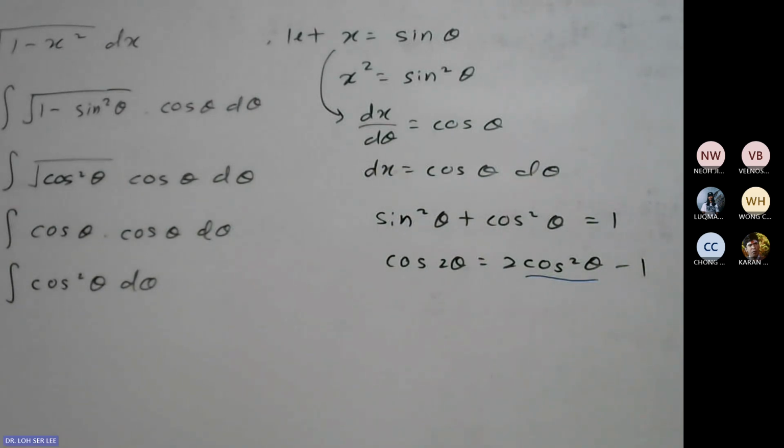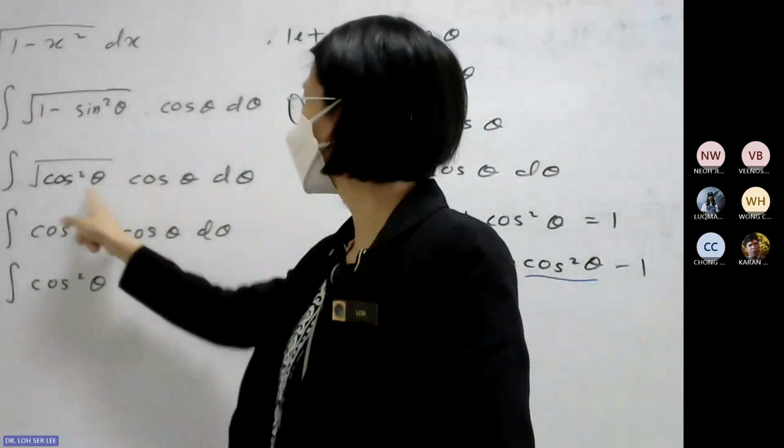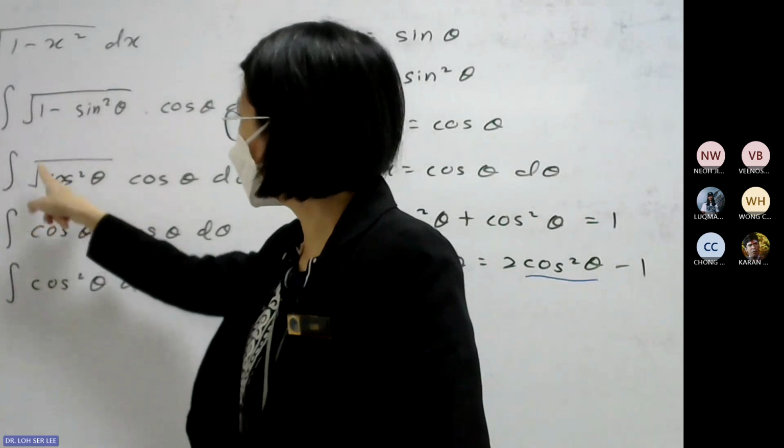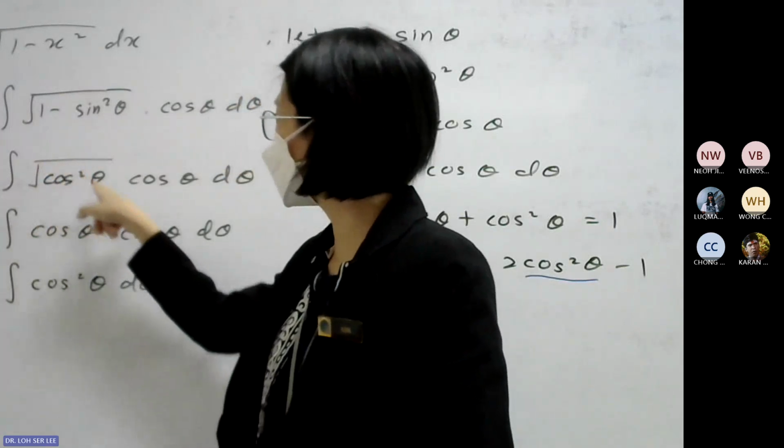What do you mean? This is multiplication. This is multiplication. And this square root, inside the square root, you have only cos square theta.